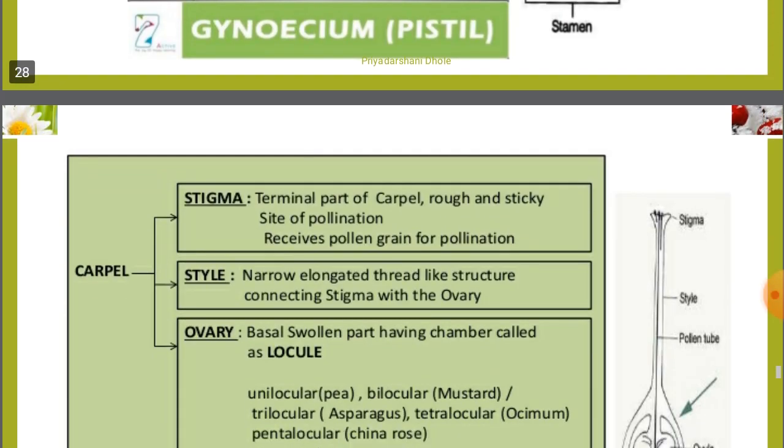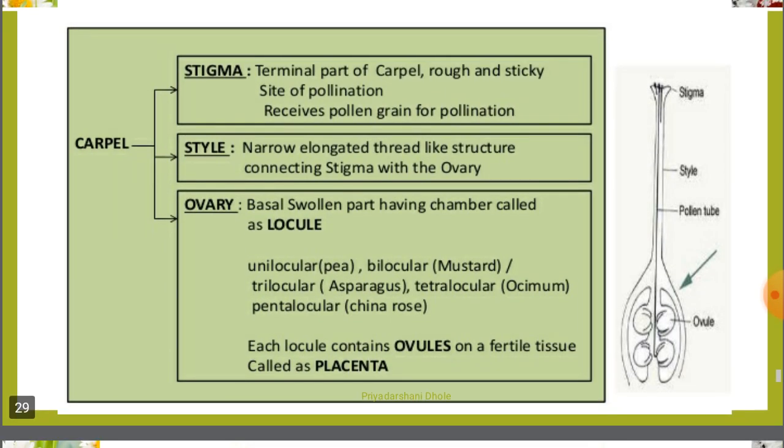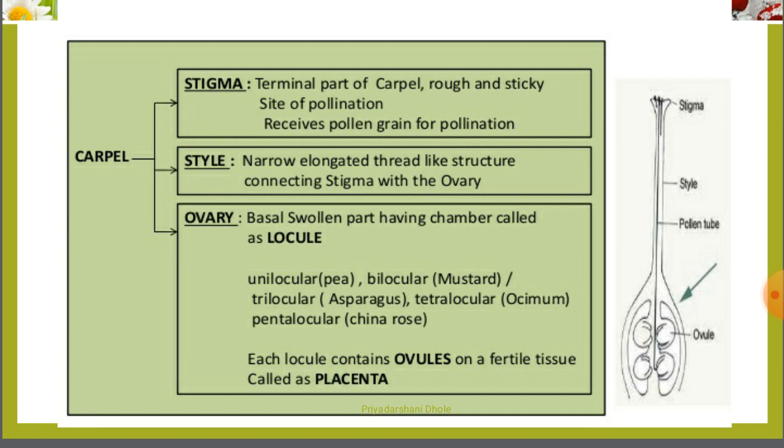Next, this is the carpel. Now this carpel is made up of three parts: stigma, style, and ovary. On one side there is a diagram showing the stigma at the top. Below is a long tube-like structure, which is the style, in which there is a pollen tube, and below it a swollen part, which is called the ovary.